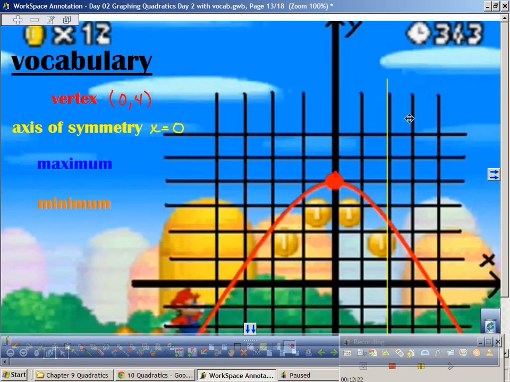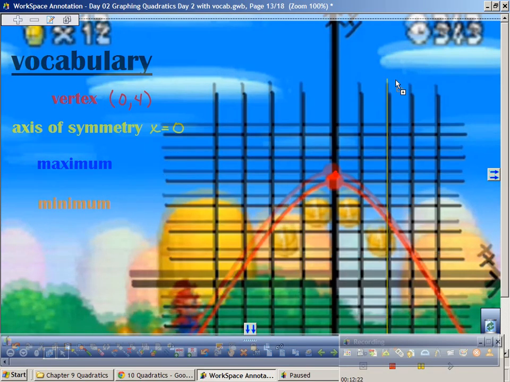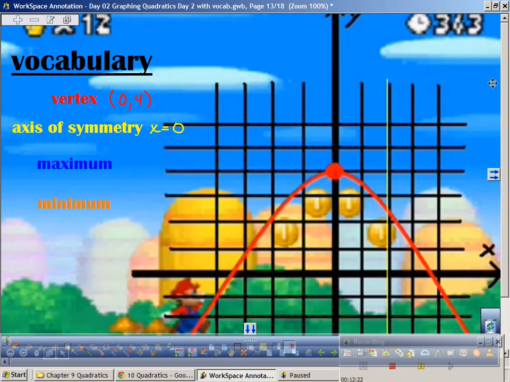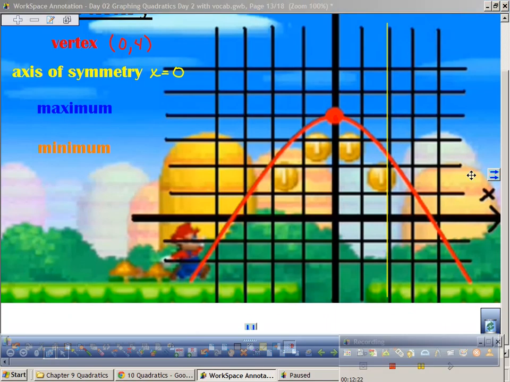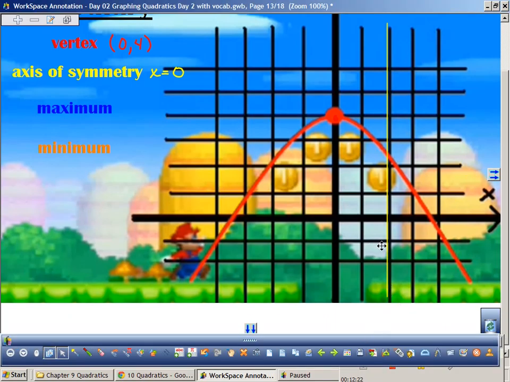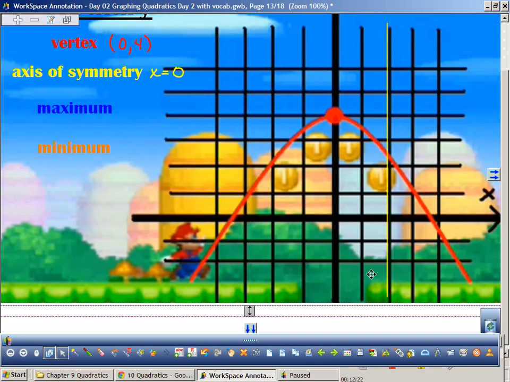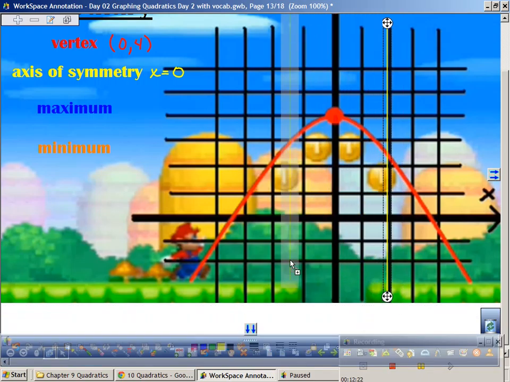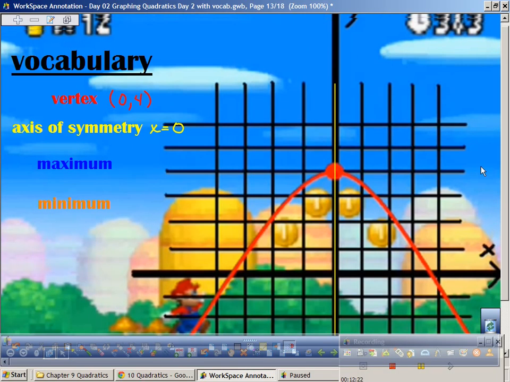Whoa. Oh, look at that, I messed up my pretty theme. Okay, so hold on. Let me move this back. So this line moving across the x-axis means x equals something. So in this case, it's x equals 0.